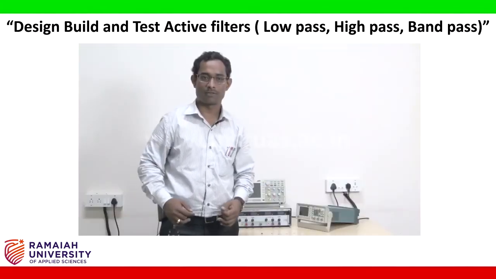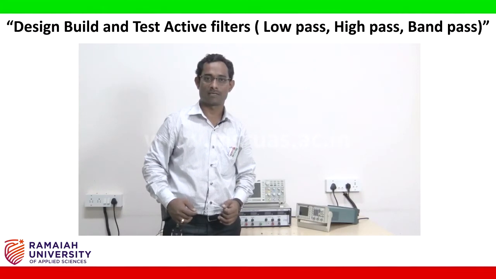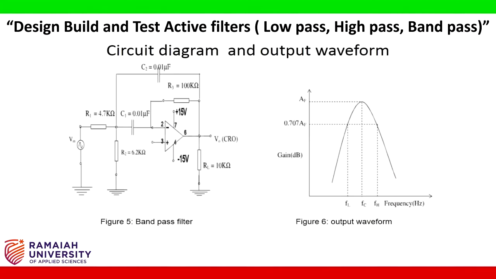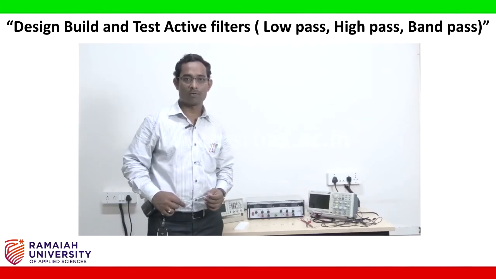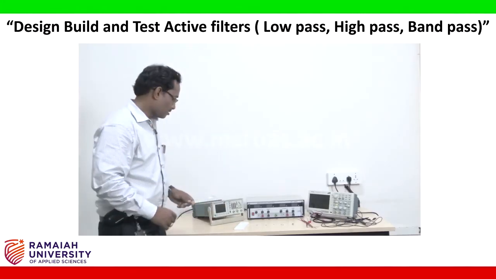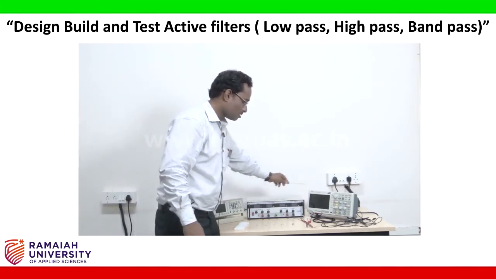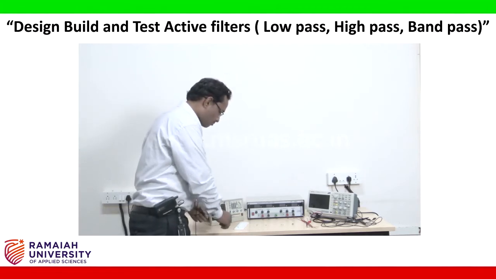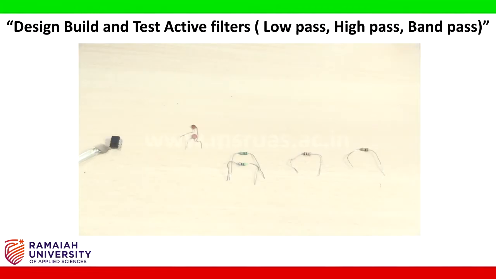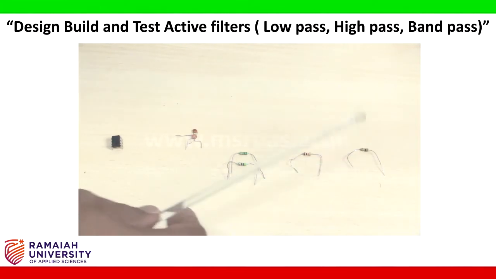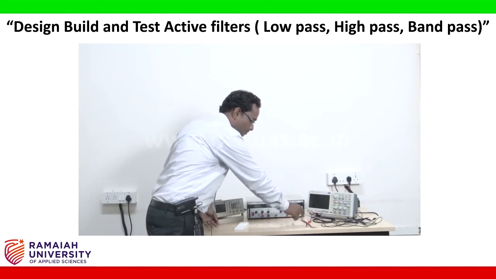Now I am going to connect the circuit based upon the circuit diagram of the band pass active filter design. The required components for this experiment are signal generator, regulated DC power supply, digital oscilloscope, circuit board. The IC that I am using will be the same MU741 IC. I am using the capacitor value 0.01 microfarad and resistors 6.2 kilo ohm, 10 kilo ohm, 100 kilo ohm resistor. Connecting wires and patch cards.